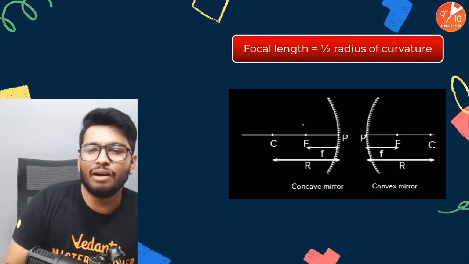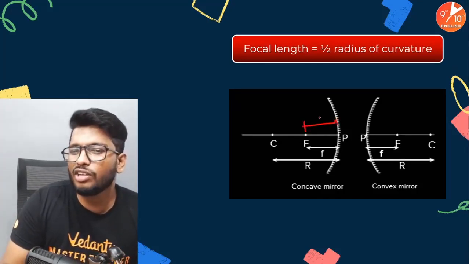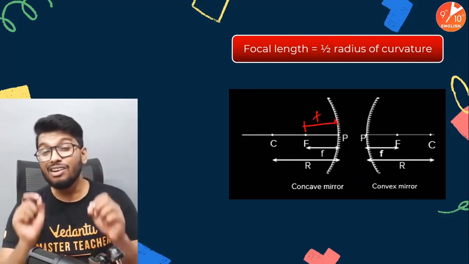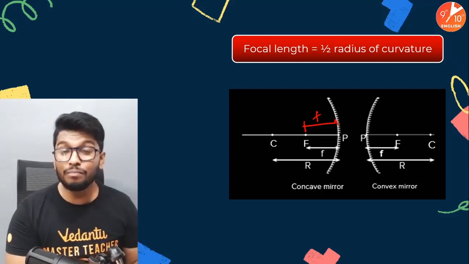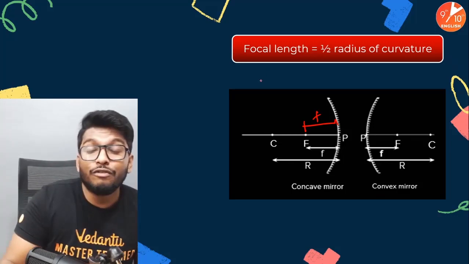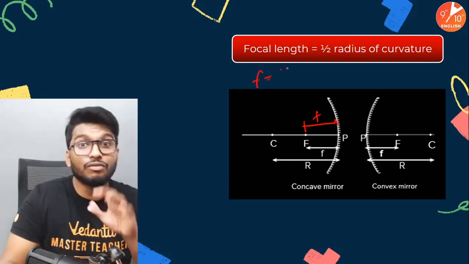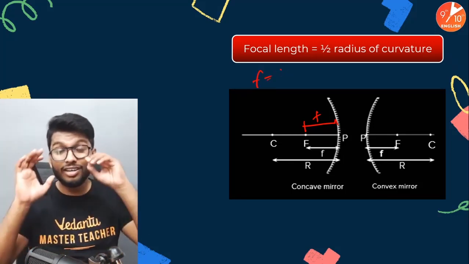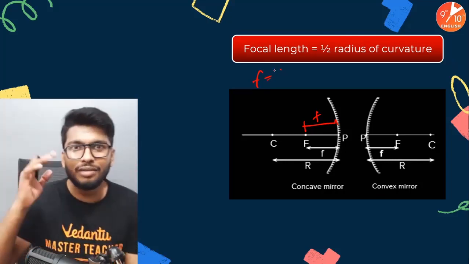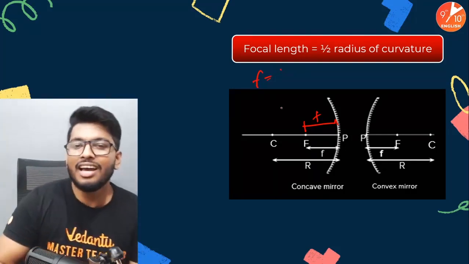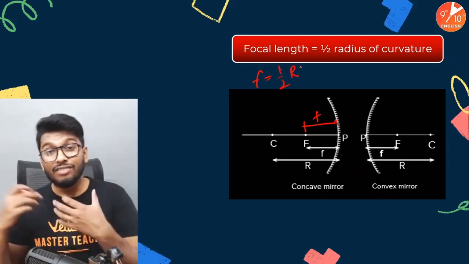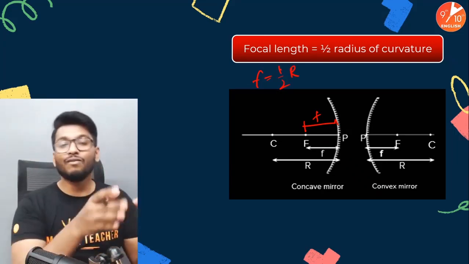Now the distance from the focus to the pole would be called the focal length, and the distance from the center of curvature to the pole would be called the radius of curvature. One very important relationship between radius of curvature and focus is that for a mirror of smaller aperture, that is a mirror with a smaller reflecting surface, the focal length is going to be half the radius of curvature. Whatever is the radius of curvature, half of that will give you the focal length.